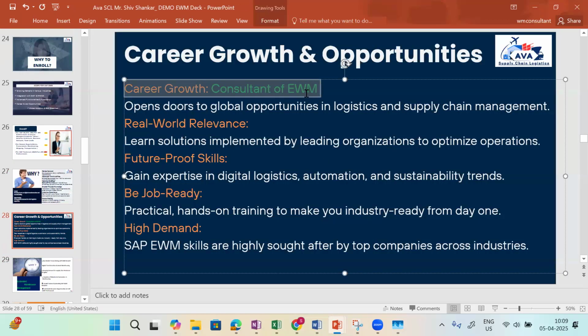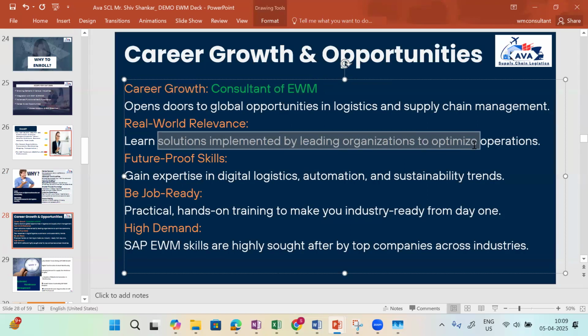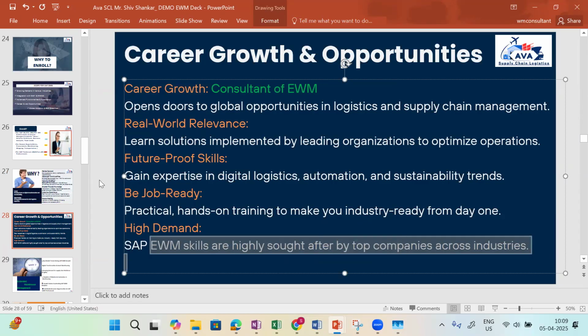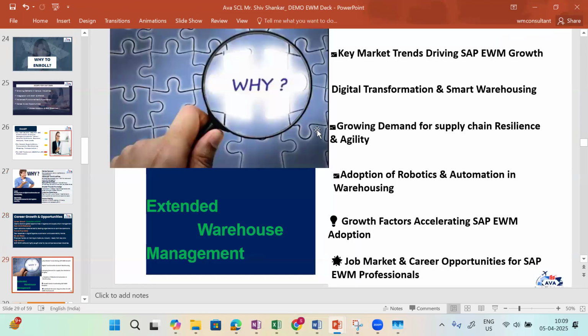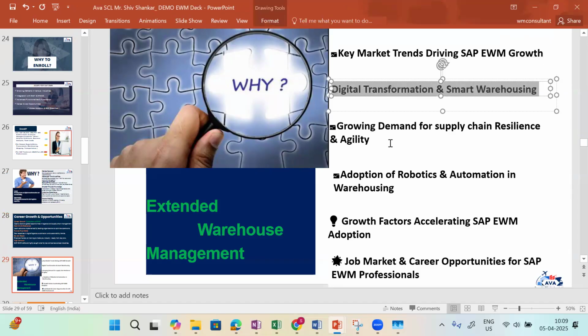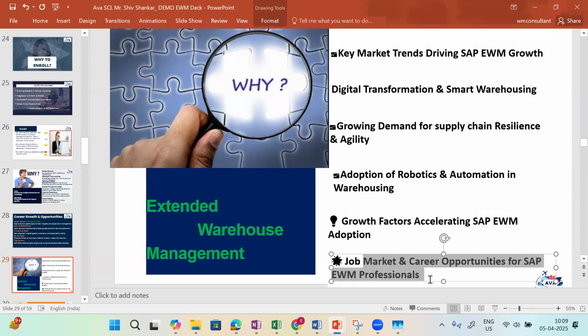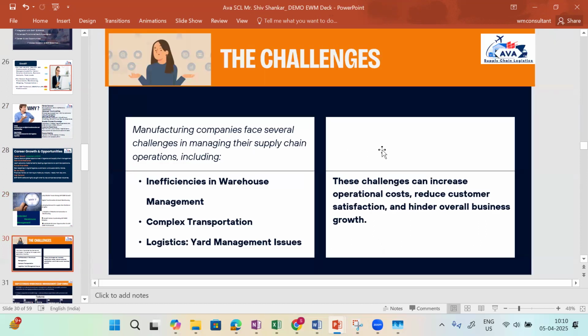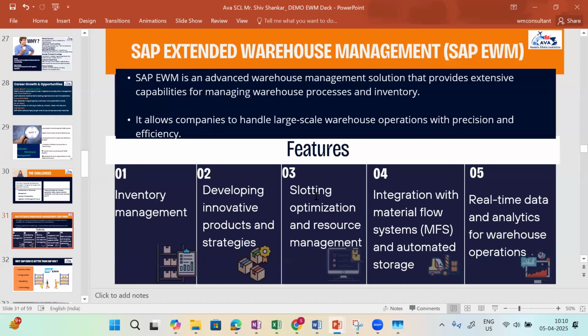Next, you will become a consultant with real solutions, leading organizations to optimize solutions. It is a future-proof skill because you are in the digital logistics and sustainability trend, and you have high skills at top companies across industries. Again, this is digital transformation, smart warehousing, growing demand, growth factors, job market and career opportunities. In the US, it is around 120,000 USD per annum. Similarly, in India, a consultant like EWM gets a package of 10 to 15 lakhs per annum. Typically, industries have challenges like inefficiencies and complex transportation, and SAP EWM is the solution to meet those challenges for those enterprises.